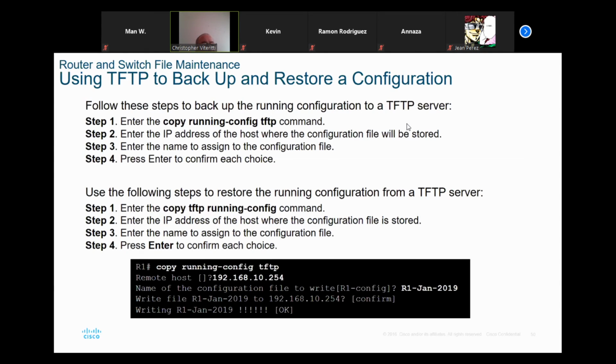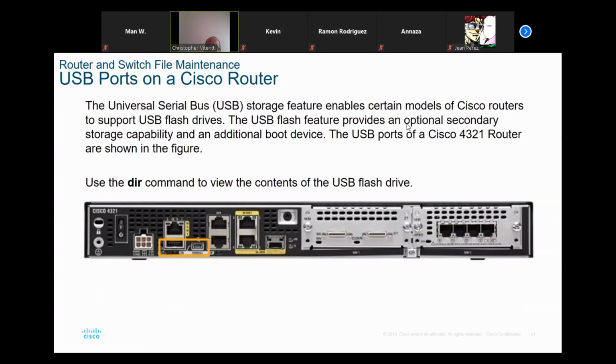Use these steps to restore the running config from a TFTP server: copy tftp running-config, press enter. It'll ask you the name of the remote host, that's the server. It'll ask you the name of the file you want to pull. Give it the name of the file, press enter to confirm. As long as you see exclamation points and your prompt changes to what it's supposed to be, and the OK at the bottom, you're good to go.